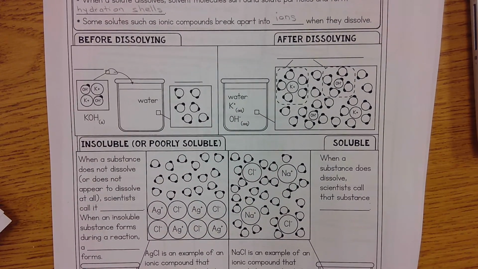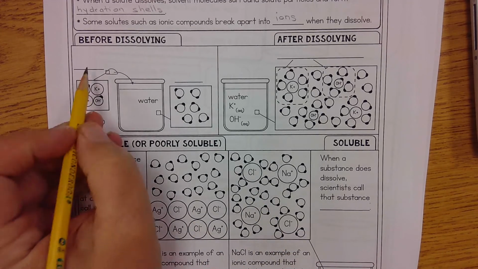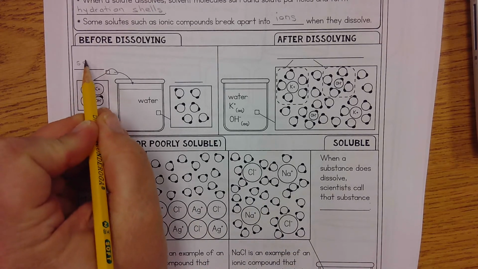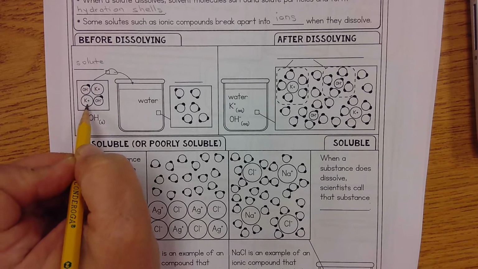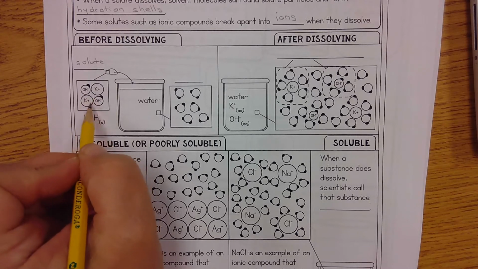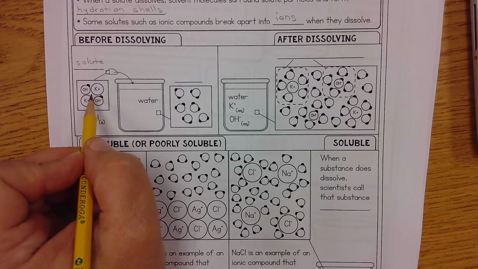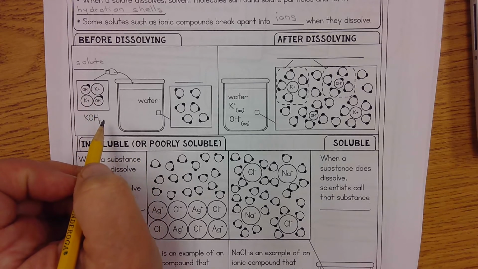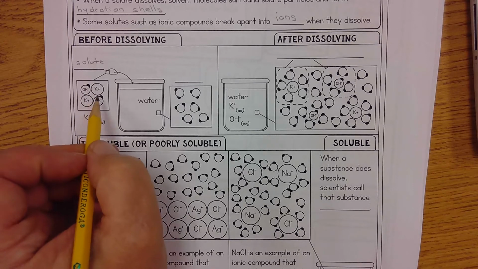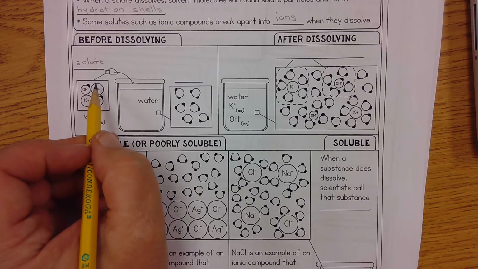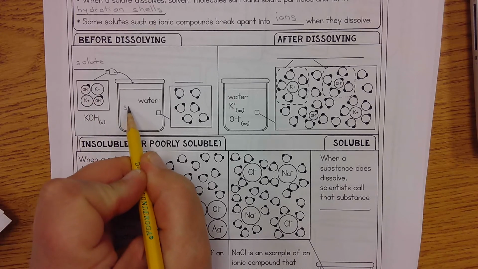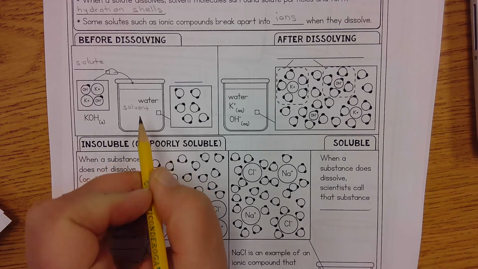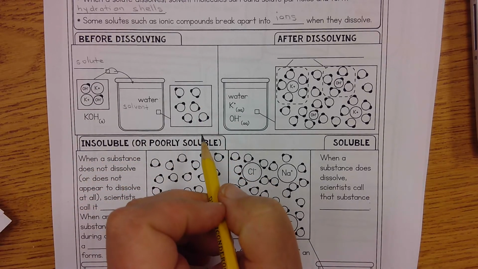So you can see here in our little picture, before dissolving, here we have our solute, sorry, it is potassium hydroxide. So it's got potassium and hydroxide ions. They're all bonded together because of the positive charge on the potassium, the negative charge on the hydroxide. So this is a powder, right? And what we do, we scoop some of it and put it into the water. Right, the water is our solvent, and we end up with a solution.